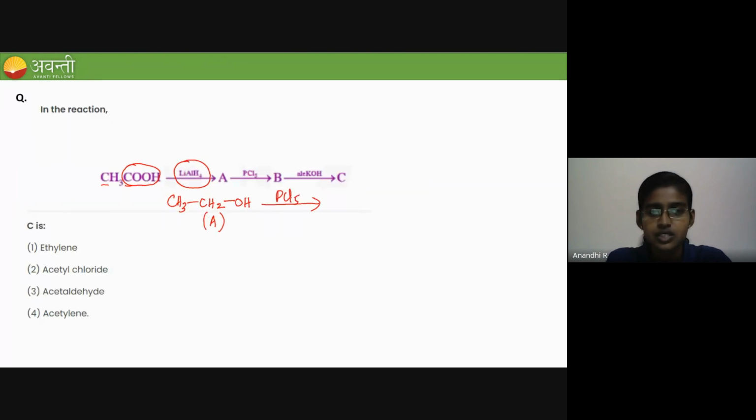So this is the reaction we were discussing. This ethanol on treatment with PCl5. What is the role of PCl5, students? The OH group will be converted to Cl, right? So we will get CH3CH2Cl. This is compound B. And compound B is treated with alcoholic KOH.